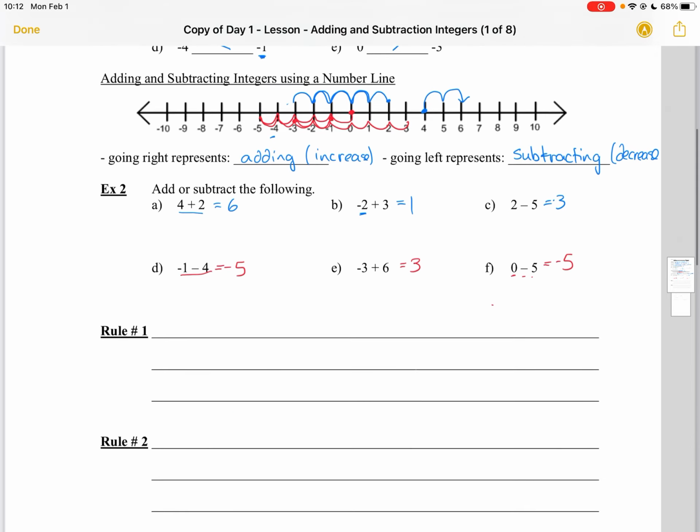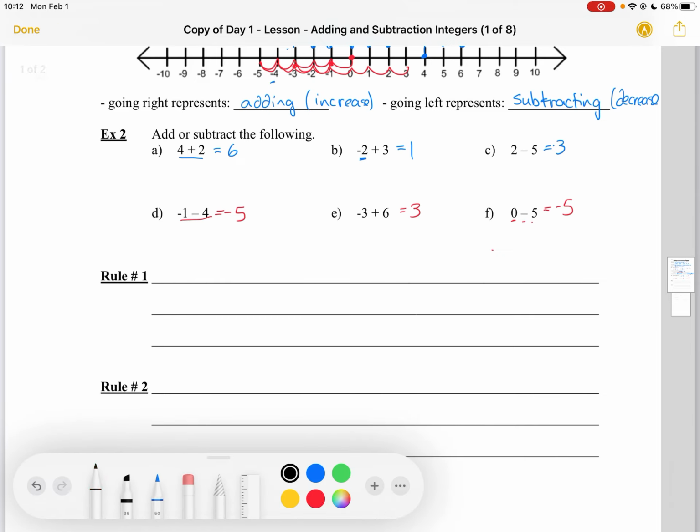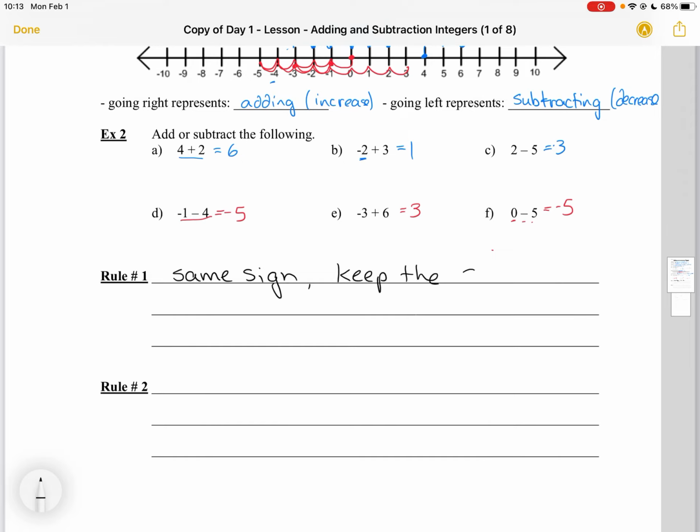The other way that you can add and subtract integers is by using the rules. So this is a little bit more of an analytical way to do it. Sometimes it can make it easier if the number line is challenging. So the two rules that we have are if they have the same sign, what you're going to do is keep the sign and add the numbers.